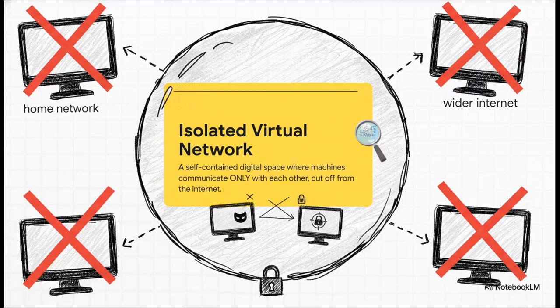So, what exactly is this arena? It's an isolated virtual network. The best way to think about it is like a digital bubble. Inside this bubble, you've got your attacker machine and your target machine, and they can talk to each other all day long. But, and this is the important part, nothing inside that bubble can see or touch your home network, and it definitely can't reach the internet. This is the magic of using settings like internal networking in your virtualization software.